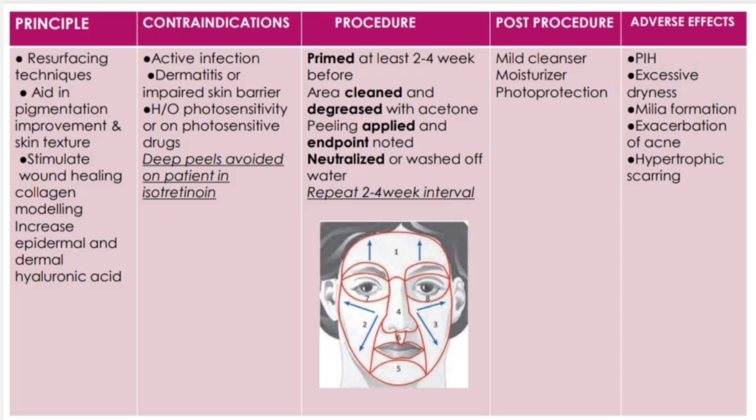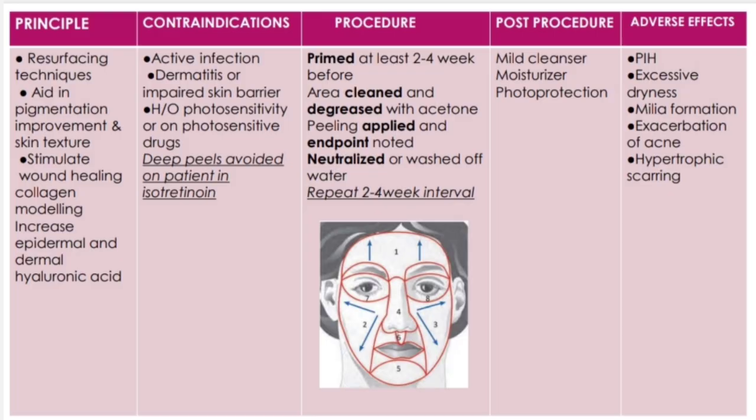Coming to the procedure, before the chemical peel, patients should be primed properly at least 2 to 4 weeks before with the help of hydroquinone, kojic acid, and proper use of sunscreen. The area to be treated should be cleaned and then degreased with acetone, and the peel is applied with the help of a brush or a cotton tip. The picture shows the direction of application of the chemical peel, which usually starts with the forehead, then from the inner part of the cheek to the outer, on both sides, and subsequently.